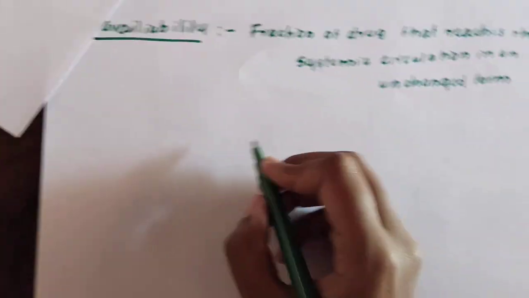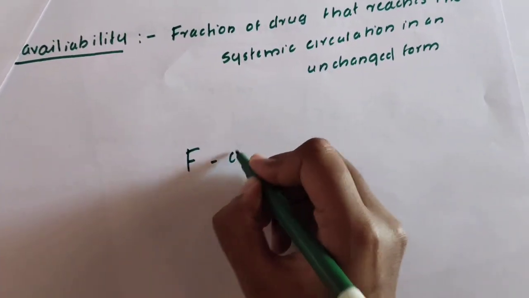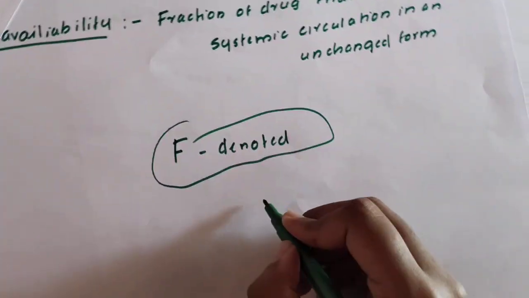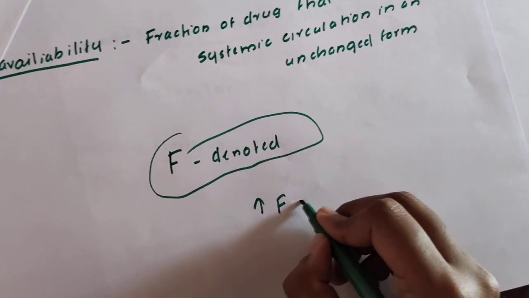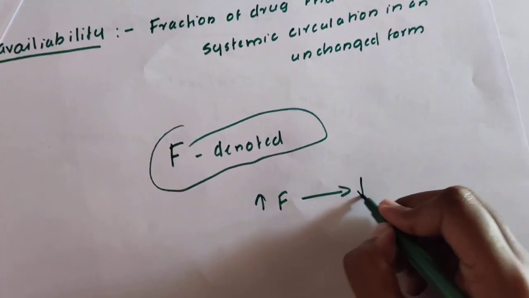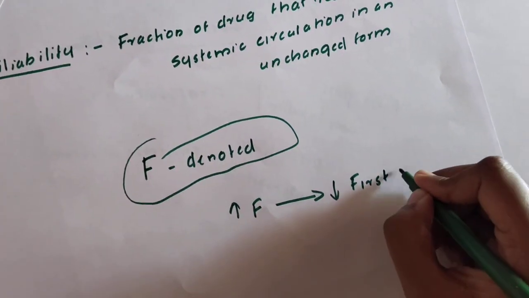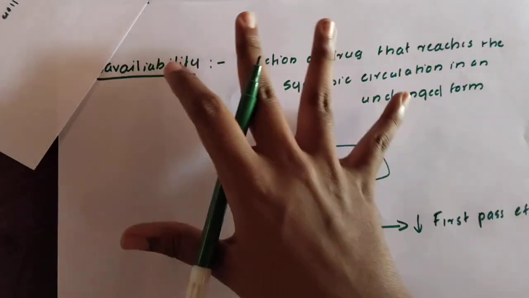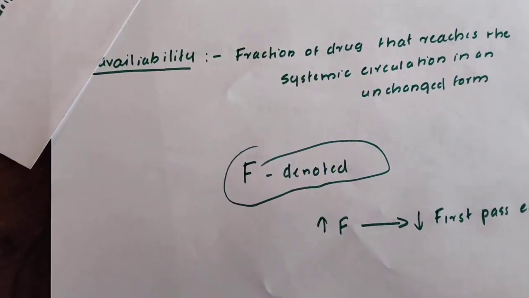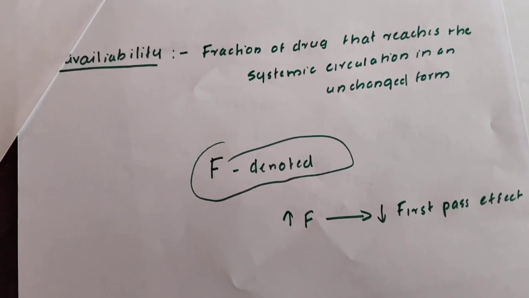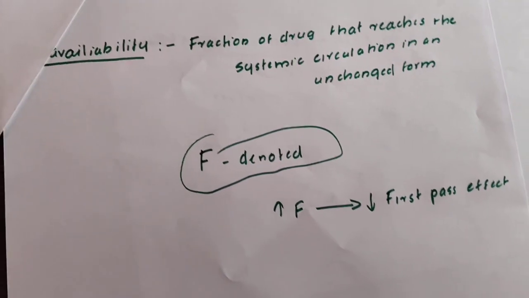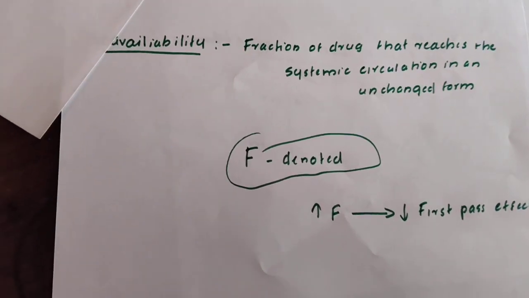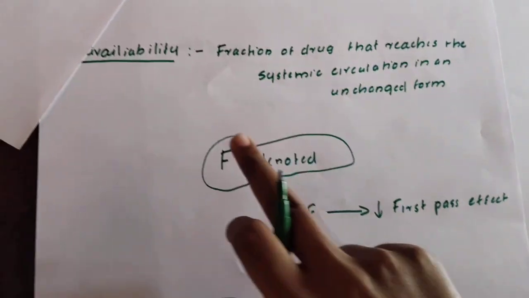It is denoted as F. There is a concept that if there is more bioavailability, there is less first pass effect, which means there will not be much metabolization. If there is more bioavailability, there is less first pass effect. We already know about first pass effect: during this pathway, after we consume a drug, there is a chance of it being metabolized by the intestine or liver. But there are also some drugs which will not be metabolized so much, and that we denote as bioavailability.